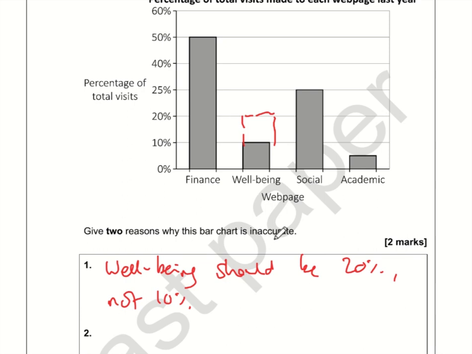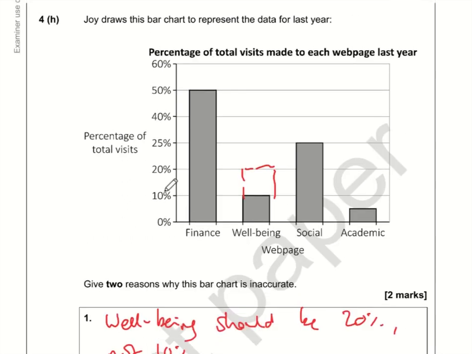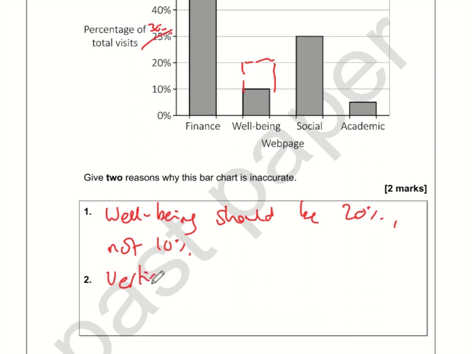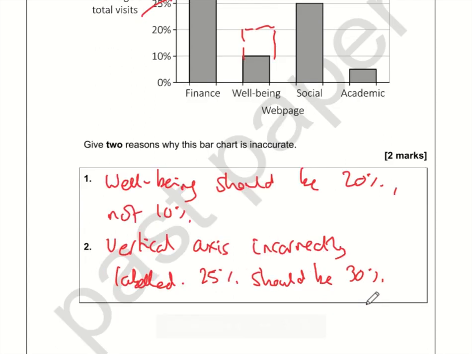Okay, I'm looking for another problem. Let's just have a look at the side here. 0, 10, 20, 25, 40. So this should be 30%. So we can say the vertical axis is incorrectly labelled, and 25% should be 30%, or anything that conveys that message.